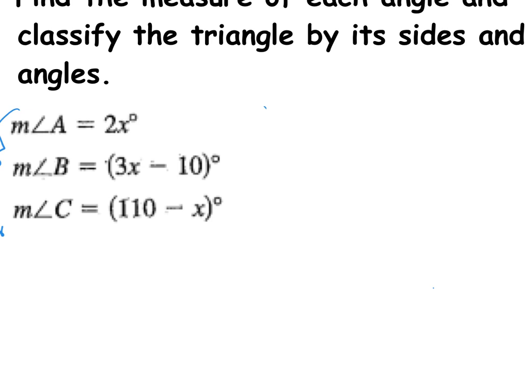So angle A is 2 times 20, which is 40. Angle B is 3 times 20, which is 60, minus 10 is 50. And angle C is 110 minus x, which is 20. So 110 minus 20 is 90. And then we're going to look at our three angles. So we've got a 90, we've got a 50, and we've got a 40. So none of those match, which means it's scalene. And I have this nice 90 number. So this particular example is going to be right because of the 90 and scalene because nothing matches.